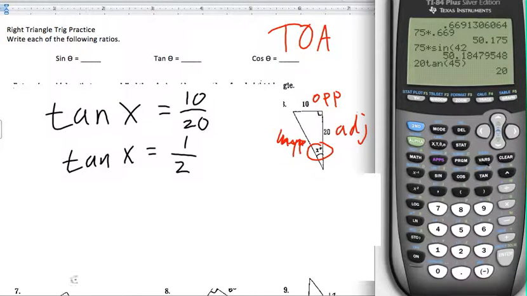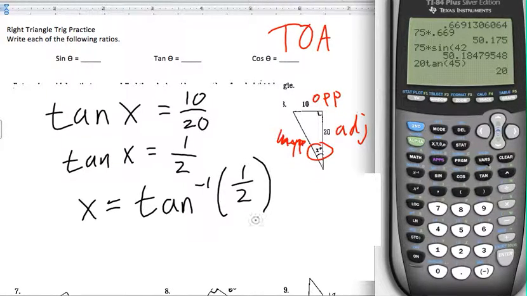What we need to figure out is what is the opposite of tangent. And the opposite of tangent is something called tangent inverse. It doesn't have a special name. Inverse means the opposite operation or the reverse operation. So this symbol just means the opposite of tangent. x is tangent to the negative 1 of 1/2. That will get rid of our tangent and solve for x.